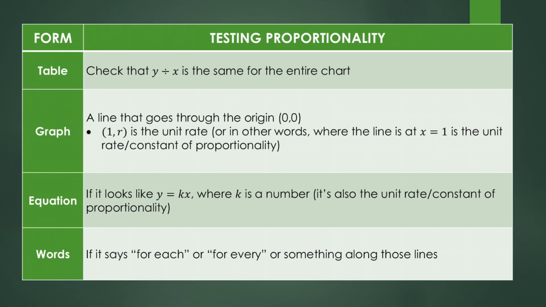Anyway, I hope that helps you to understand what the differences are between those different forms and how we can find those proportions. And especially with graphs, just know that it's proportional if it goes through 0, 0 and if it's a line. And then if you want to find the unit rate, it's just that number at wherever x is equal to 1.